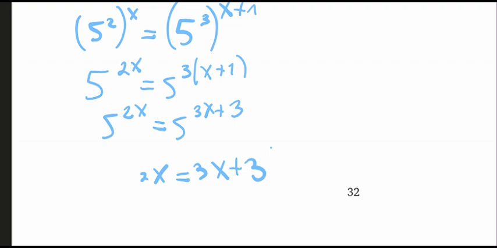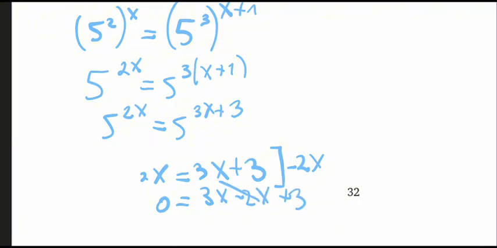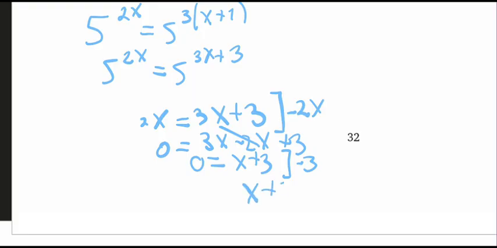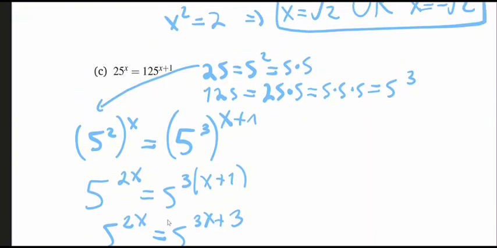Now, how do we actually get this? We subtract 2x from both sides, and you get 0 equals 3x minus 2x plus 3. And this is just an x, so I have x plus 3 equals 0. And if I subtract 3 from both sides, I will just get x equals negative 3. X equals negative 3 seems to be the only solution to this equation. And it's a very good one. You're welcome to check this out with your scientific calculators.